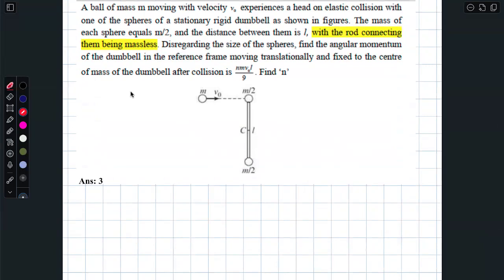A ball of mass m moving with a velocity v0 experiences a head-on elastic collision with one of the spheres of a stationary rigid dumbbell as shown in the figure. Mass of each sphere equals m by 2, and the distance between them is L, with the rod connecting them being massless. Find the angular momentum of the dumbbell in the reference frame moving translationally and fixed to the center of mass of the dumbbell after collision.